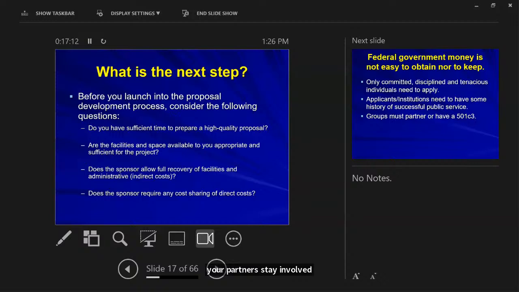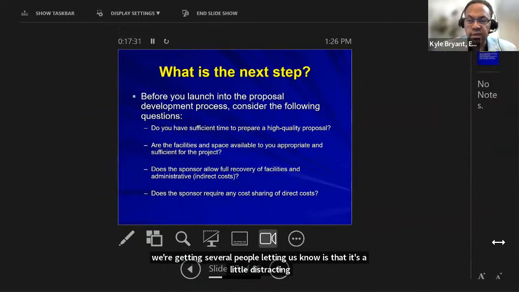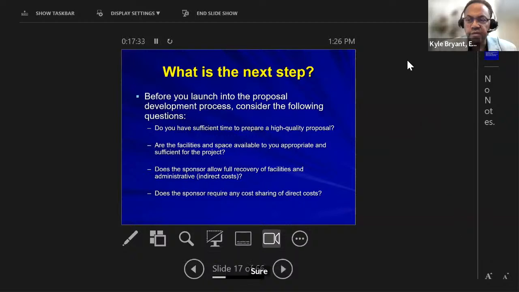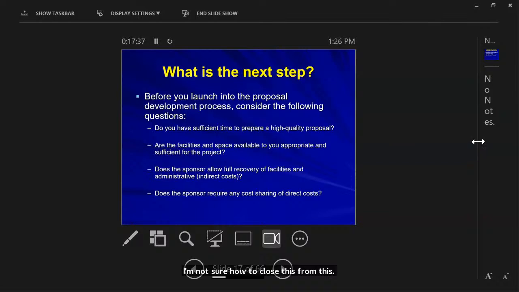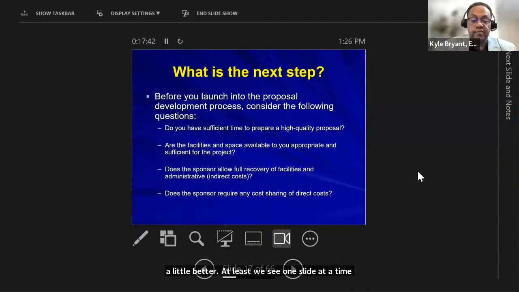Mr. Bryant, really quick. It's still showing as a split screen, so we can see your main screen and then your next slide. We're getting several people letting us know that it's a little distracting. Oh, I didn't know that was doing that. Okay. Sure. I'm not sure how to close this, but... That's a little better. At least we see one slide at a time. All right, yeah. That would have been helpful 15 slides ago, but okay.